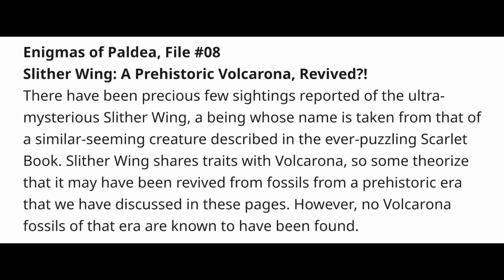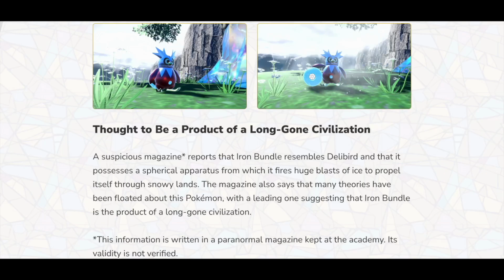Well, a lot of the text surrounding the Paradox Pokemon in Scarlet and Violet doesn't match up with it being within the same timeline. For example, about Volcarona, it says that no Volcarona fossils of that era have ever been found. Information about Iron Bundle suggests that it is a product of a long-gone civilization, despite it being supposedly from the future. Flutter Mane exists in a universe where Misdreavus doesn't exist in the present day. How is this possible? Wouldn't Flutter Mane have evolved into modern-day Misdreavus? How can this be? So maybe these past and future Paradox Pokemon don't actually exist on the timeline at all.